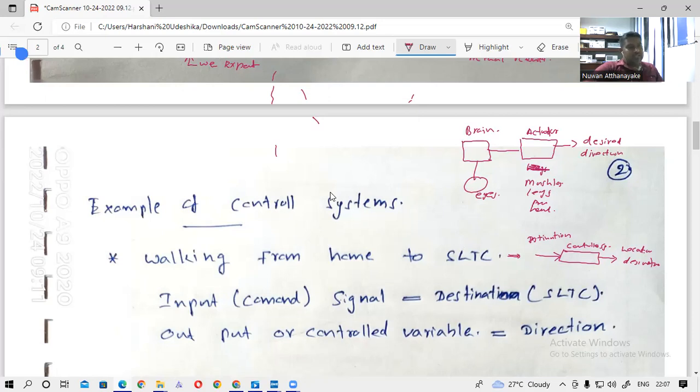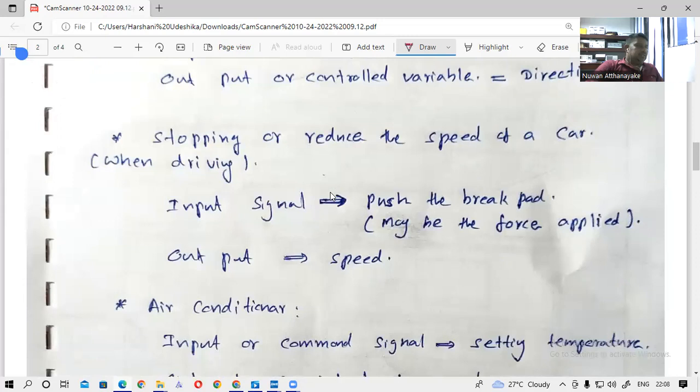To do all these things, we have to give the input, the address or location of the destination you are going to go. So you can see that this walking can be mapped to a control system. The controller is there, actuators are there, sensors are there, and we have input and we have output. So we can have a control system here.